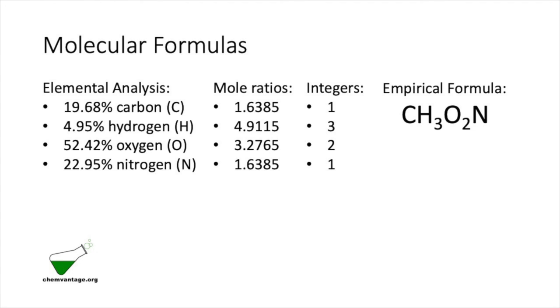If we divide each value by the molar mass of the element, we convert the mass ratios to mole ratios. Then if we divide all the numbers by the smallest value, in this case 1.6385, we convert the mole ratios to whole integers. The empirical formula of the compound must therefore be CH3O2N, because the formula unit contains 1 carbon, 3 hydrogen atoms, 2 oxygen atoms, and 1 nitrogen atom.